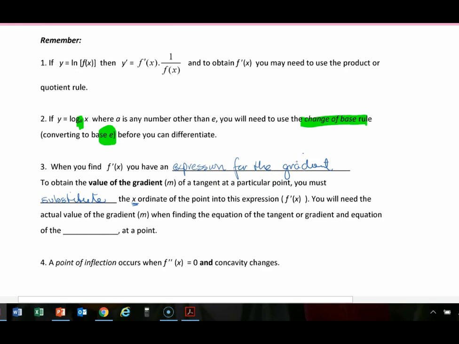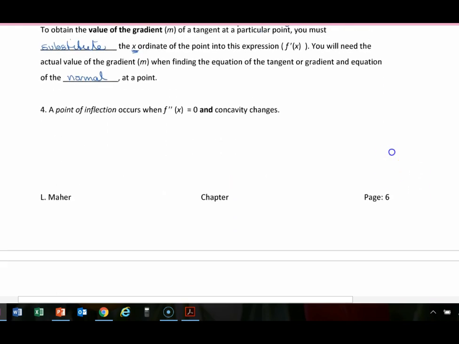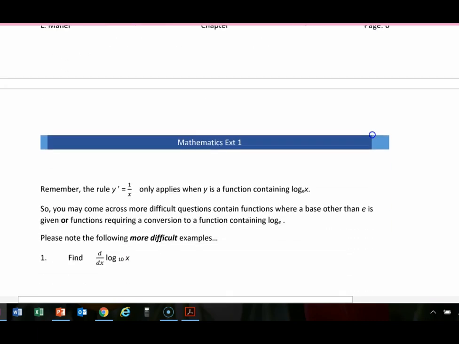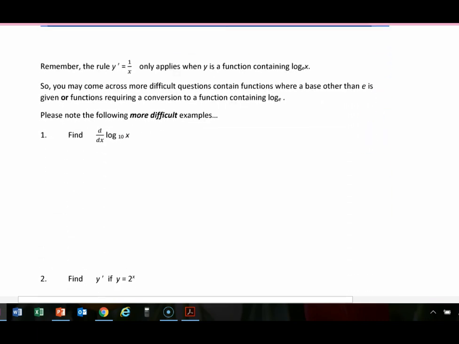You will need the actual gradient when finding the equation of a tangent, or the gradient and equation of the normal. So they're the common questions that lead on from just straight out differentiating. A point of inflection occurs when the second derivative is naught and concavity changes. That's not going to change either. So they are some basic overriding rules. I think I'll stop the video there and talk about these next examples in another video.